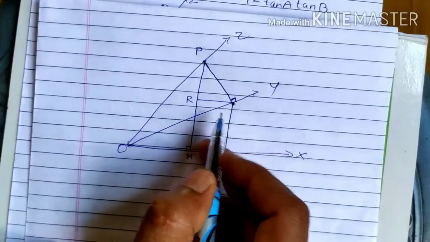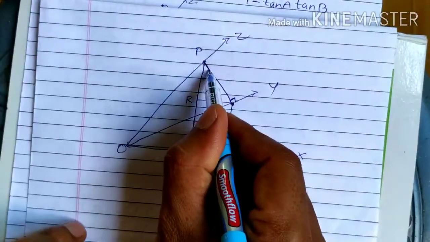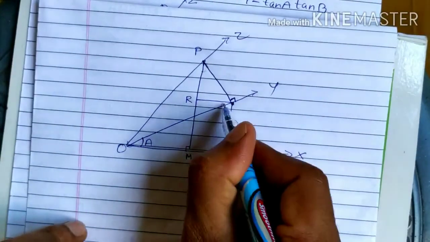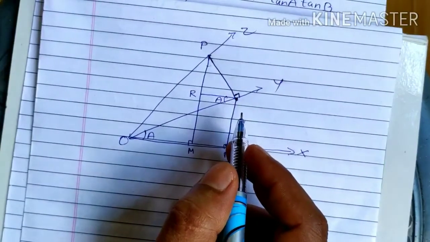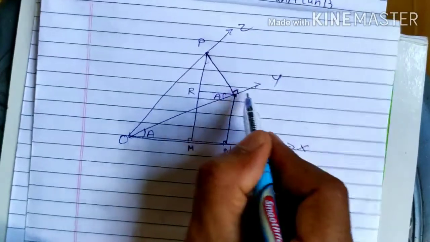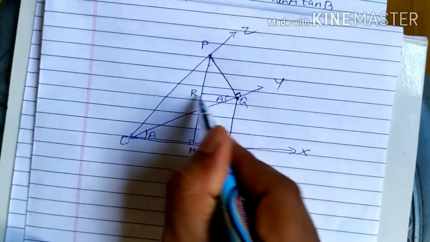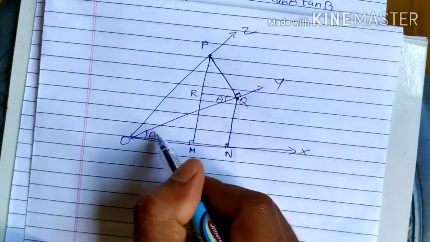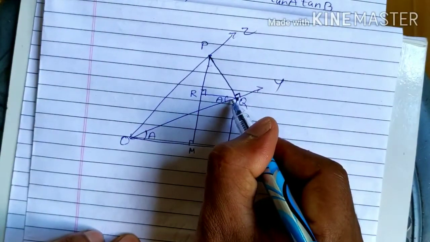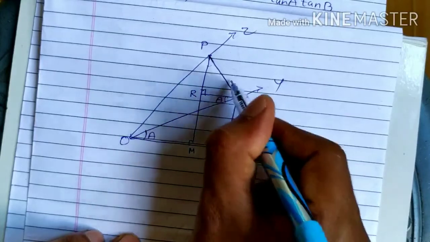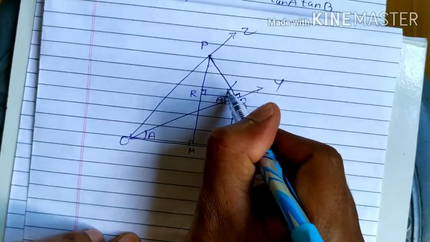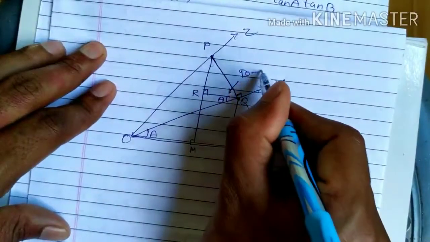Using another method also you can understand how we get A here. Now we have considered A here and we get A here because of alternate angles. RQ is parallel to OX, so therefore A must be equal to A. Now this is 90 degrees and here also it is 90 degrees, because of perpendicular, so therefore this angle, that is angle PQR, is nothing but 90 minus A.